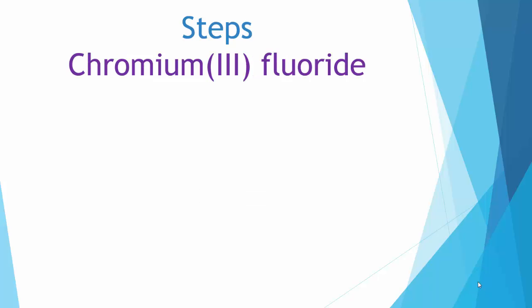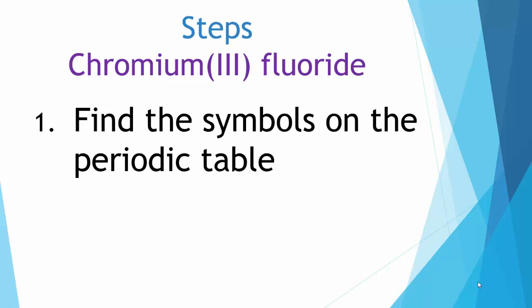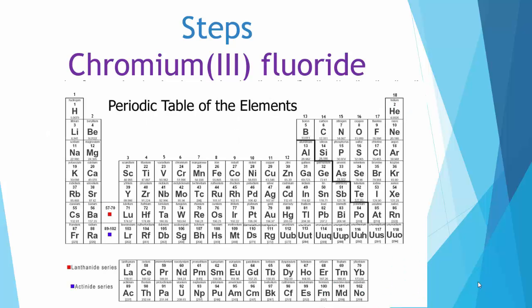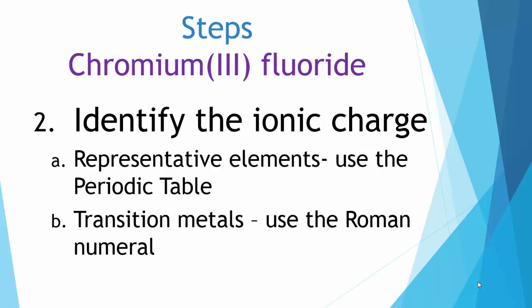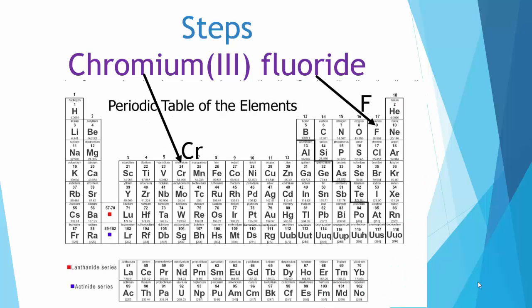Let's try this again with chromium(III) fluoride. Feel free to try it on your own, but I'm going to run through the steps. Step 1, find the symbols on the periodic table. So we take a look at the periodic table. There's chromium, there's fluorine. We have the symbols. Identify the ionic charge. Chromium is a transition metal. It has the Roman numeral. The Roman numeral is a 3, so we know that chromium has a 3 plus charge. Fluorine is in the 7th tall column. Once again, lose 7 or gain 1. Gaining 1 is easier, so it becomes 1 minus.